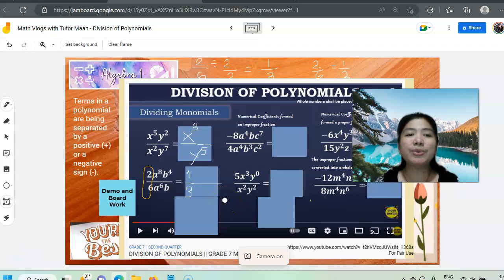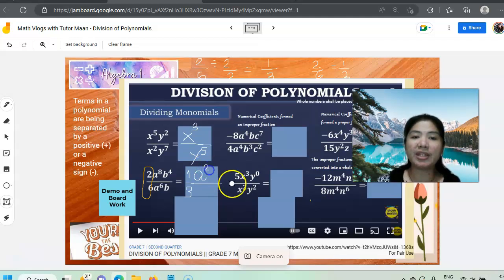Okay, now let's move on to the factor with variable a. Compare now the exponents of a. 8 in the numerator is bigger than 6 in the denominator. So we write a in the numerator and then subtract exponents. 8 minus 6 is 2. So we write 2 as the exponent of a.